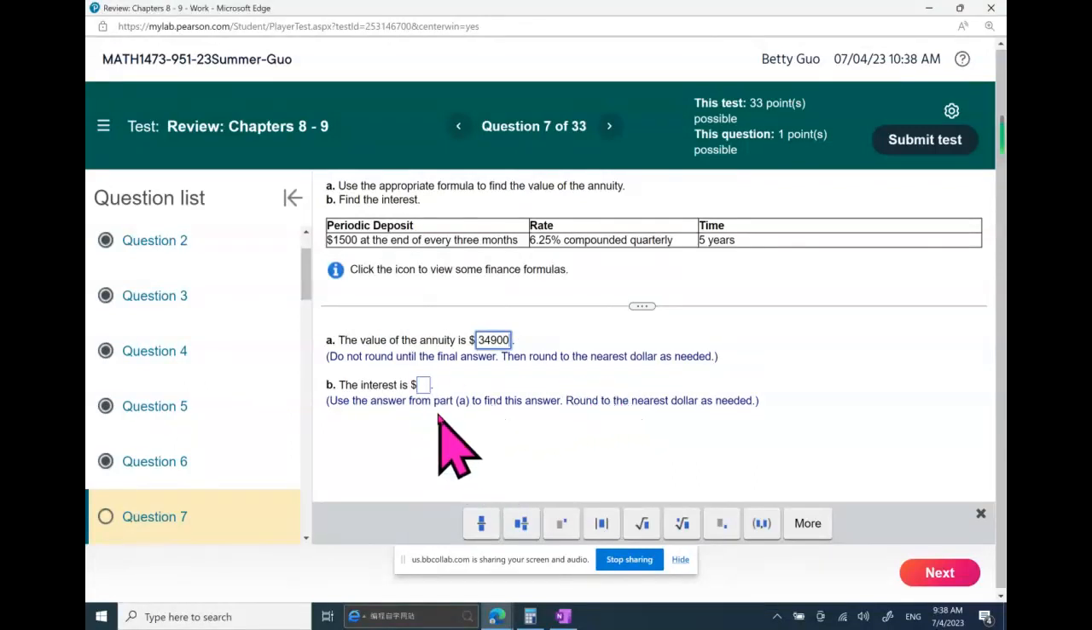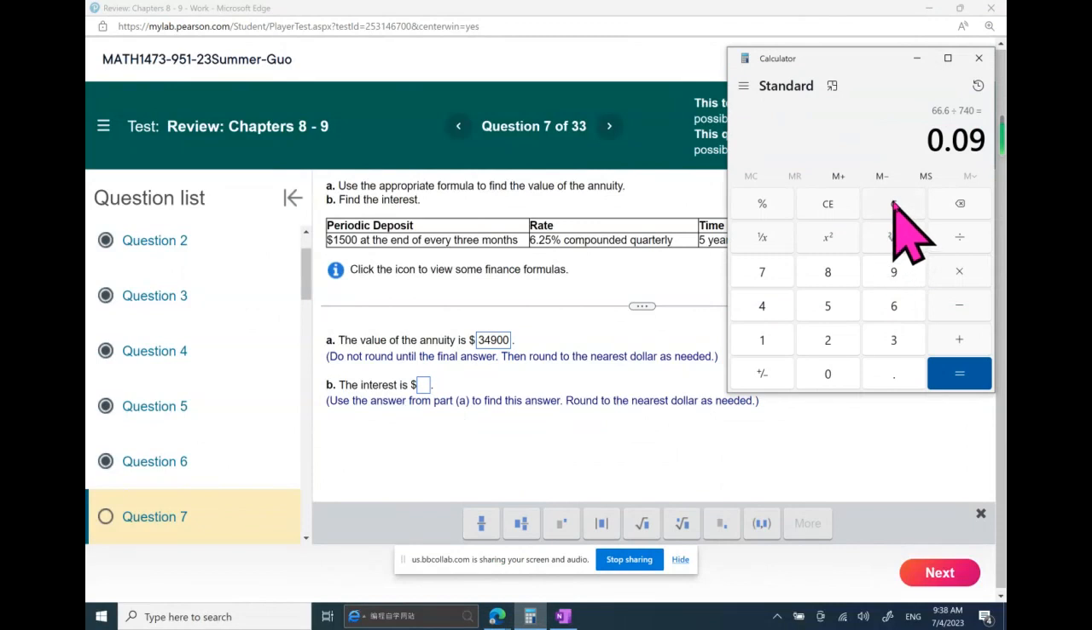And the second part, the interest. How do we find the interest? Let's calculate on a simple calculator. How much do you deposit? You deposit $1,500 every quarter, right? For how many years? For 5 years. So multiplied by 20.